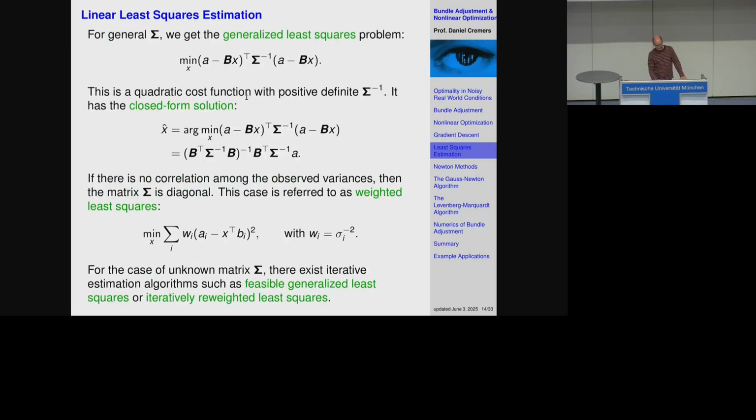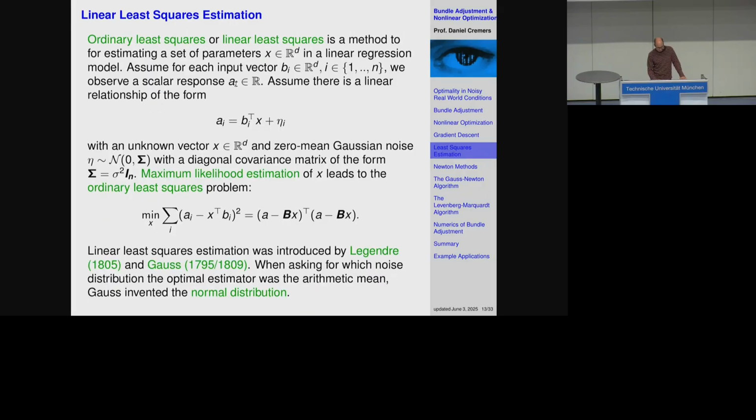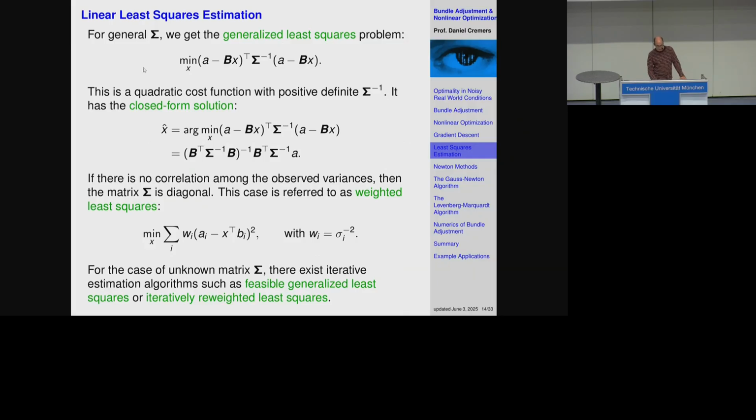If you want to minimize this, even in the more general case, when you have Gaussian noise but zero mean, but some random covariance matrix sigma, then you get the generalized least squares problem where you minimize this expression here. And you can see this is exactly the exponent of a Gaussian distribution. Once you apply the negative logarithm, you get this thing down as the loss function. So this is a quadratic loss function.